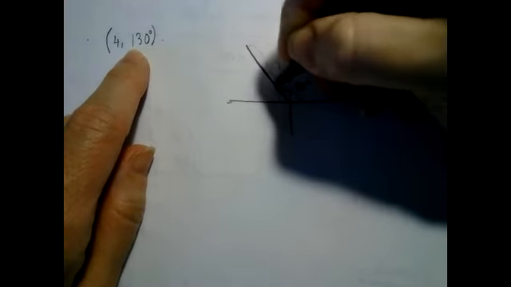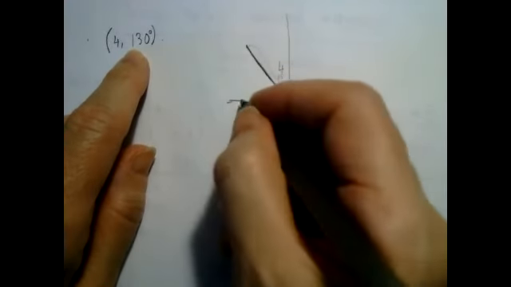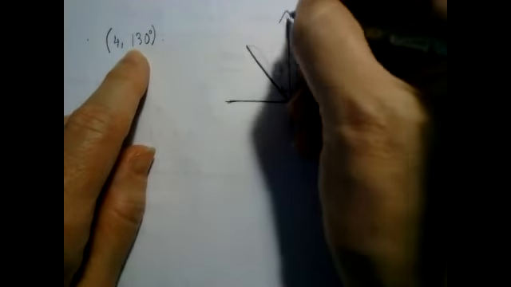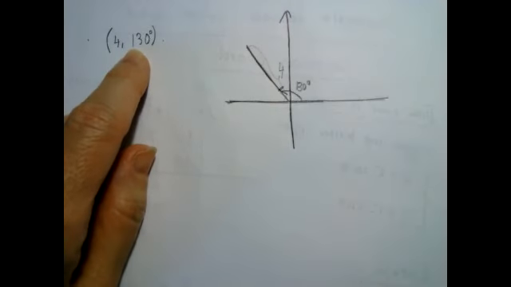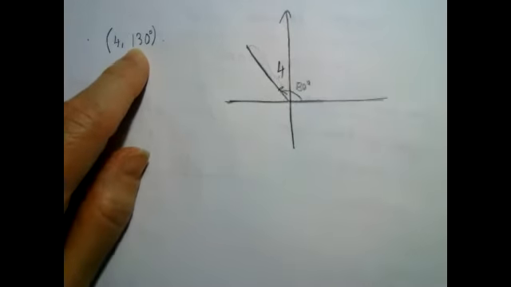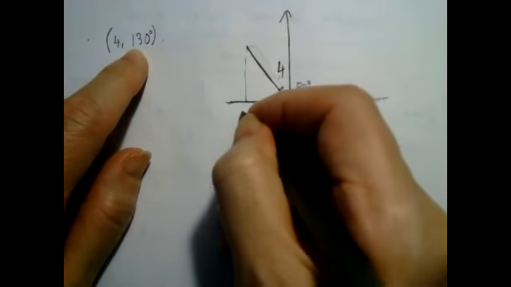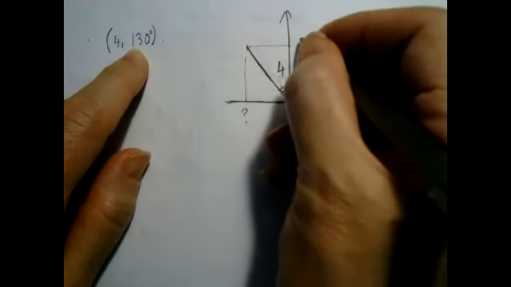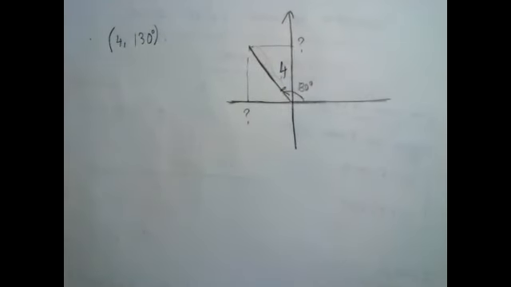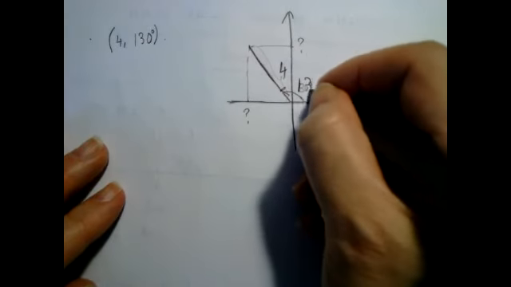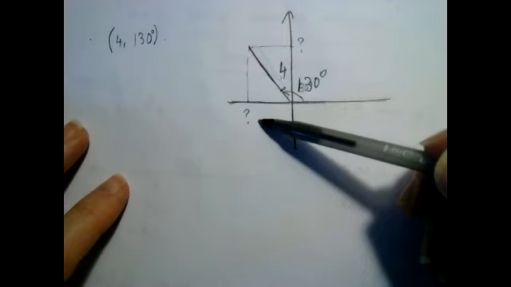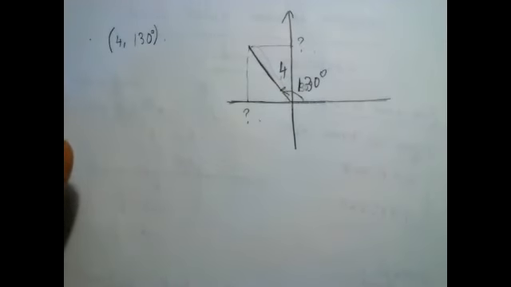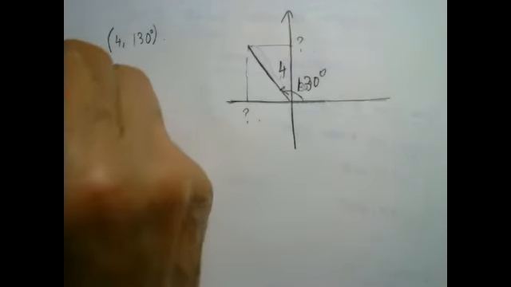And sometimes it's not very clear. And this is my x and y axis, and this is my 130, okay? And this is 4. And the question is, we need to find the x and we need to find the y. So already I know something fairly simple, and this is the 130 degrees. I know that the x has to be negative and the y has to be positive. At least we know that. So what is the x, y coordinate?